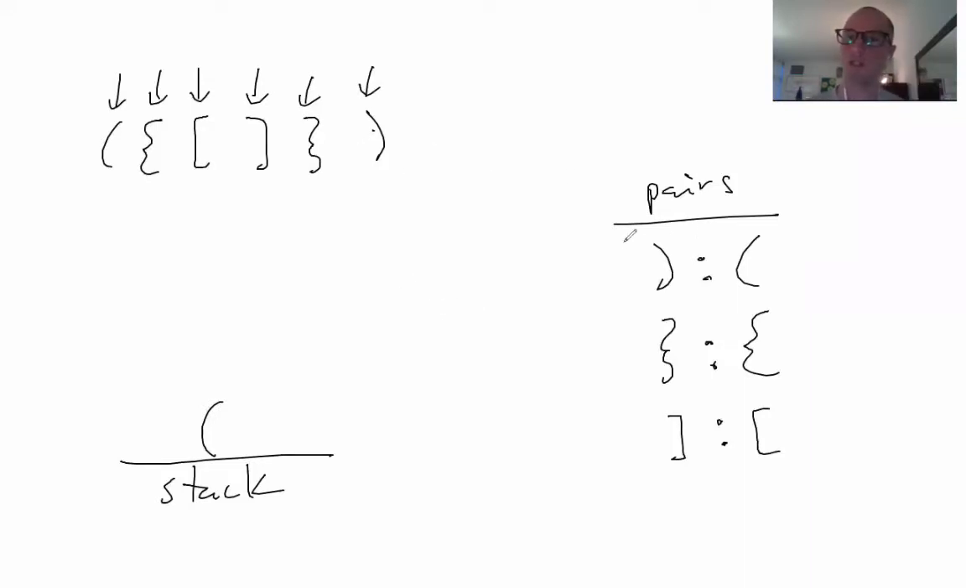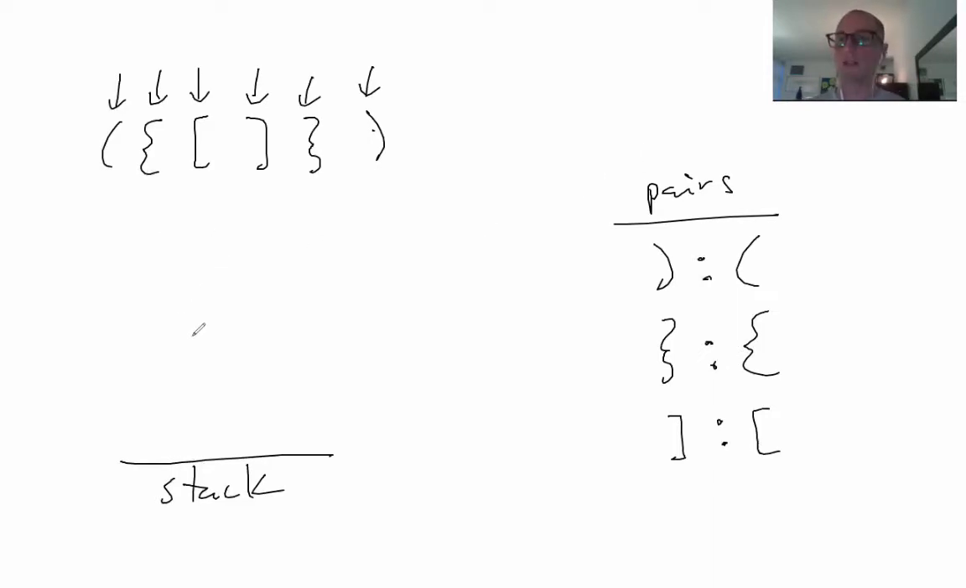And we'll check to see, is it a key in our pairs object? It is a key in our pairs object. Its corresponding value, we can compare to what's on top of the stack. What's the last opening bracket that we saw that we haven't matched up yet? And that's going to be this opening paren, right? And they are equal, which means that we can pop that off of our stack, and we're done.